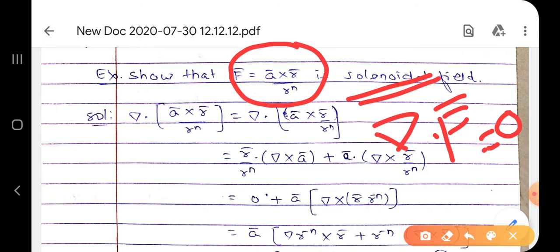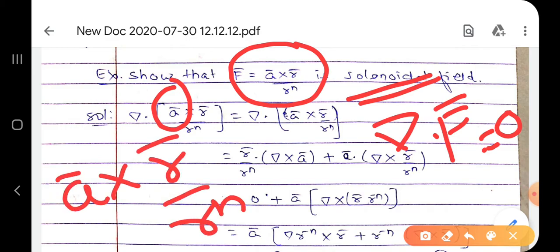So take that del dot (a bar cross r bar upon r raised to n). For this term, instead of writing r raised to minus n and simplifying that way, what we do is take a bar as a constant vector. This a bar is a constant vector. So I can write that a bar cross r bar upon r raised to n.